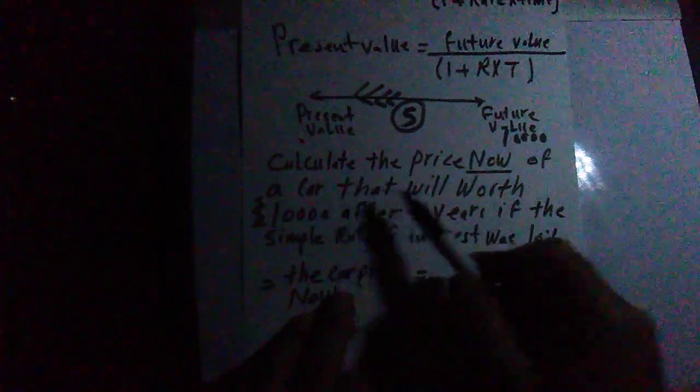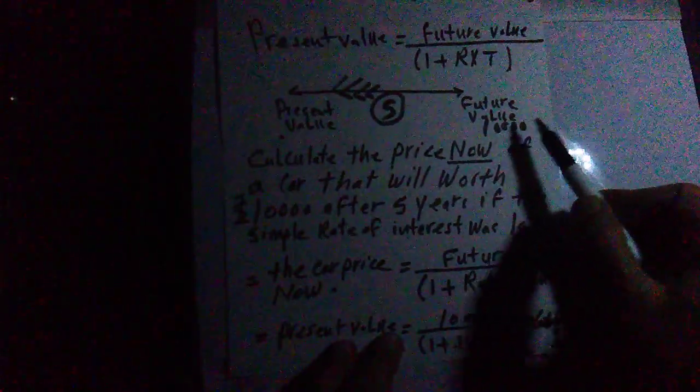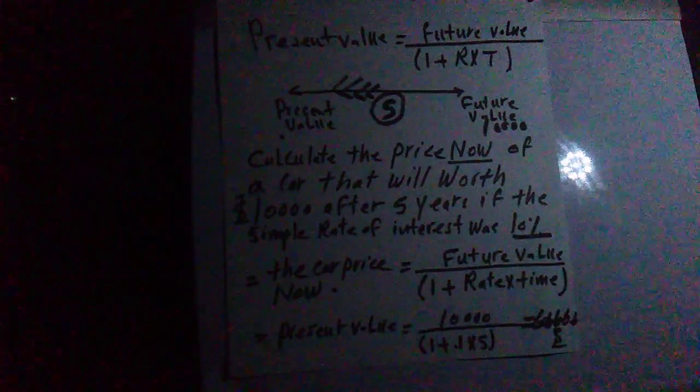When you do this with the calculator, dividing the top by the bottom, you will get the price now of this car: 6,666 and 60 cents, if you buy it now. If you are patient and buy it after 5 years, it will be worth 10,000. So if you buy it now, you will buy it for 6,666.6, but if you buy it after 5 years, it will equal $10,000. And this is the meaning of the present value.